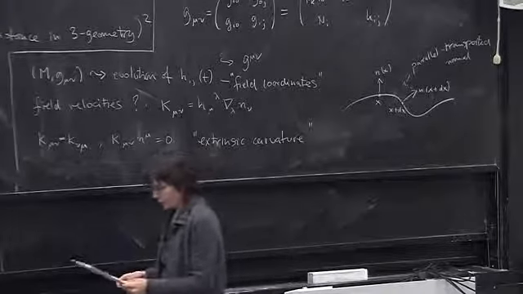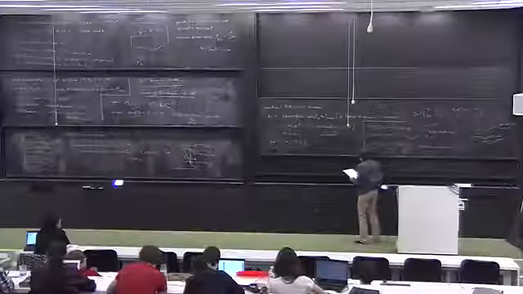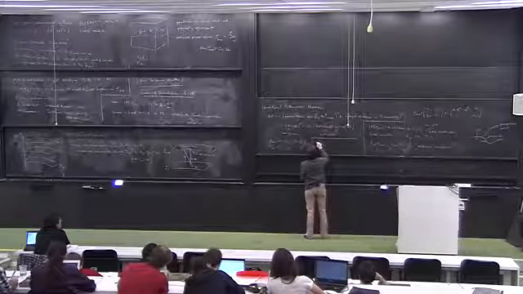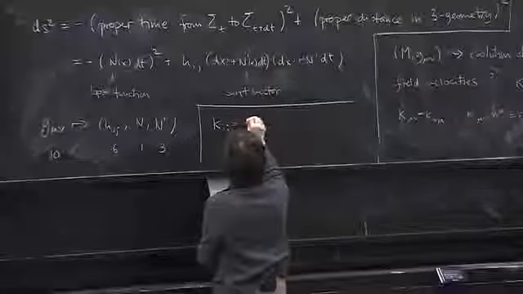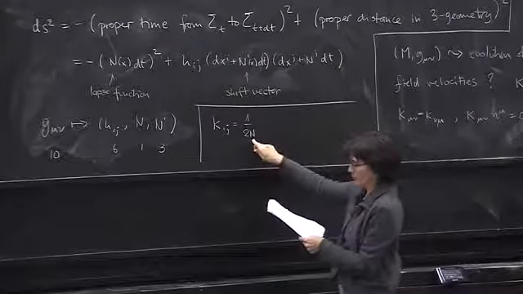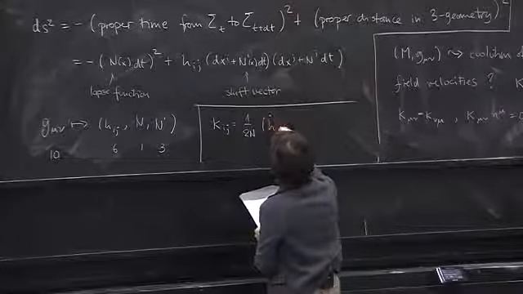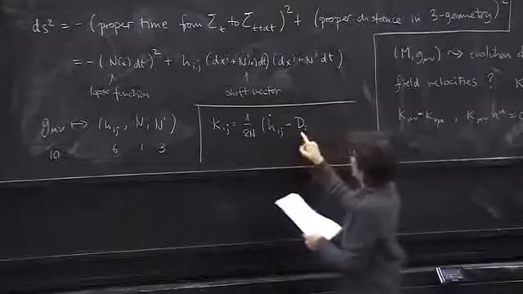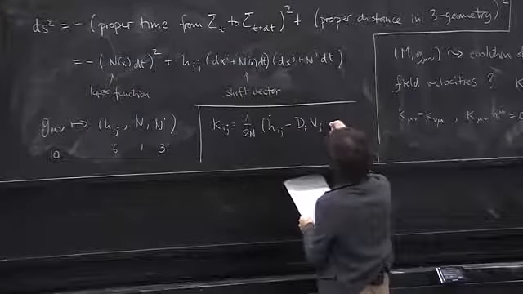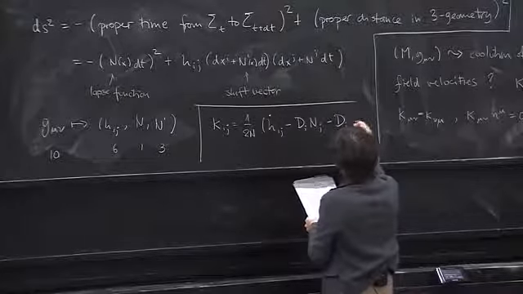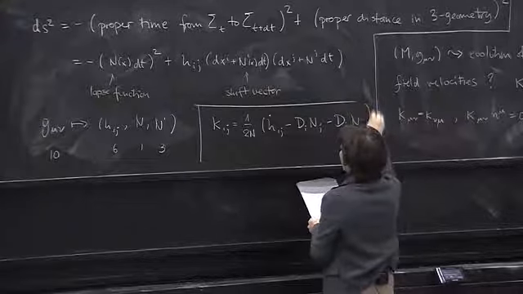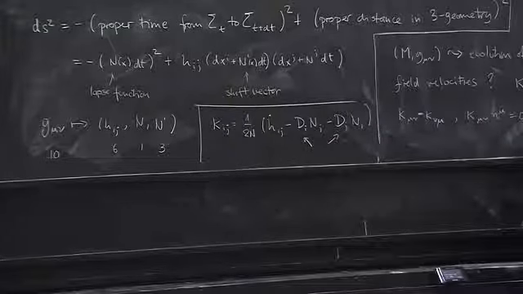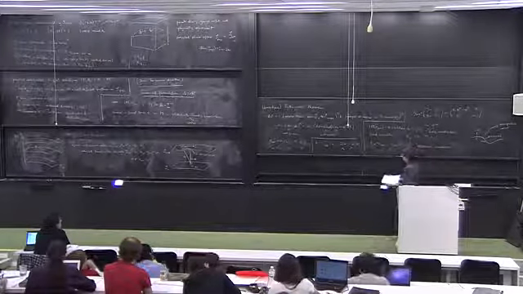Now, explicitly in terms of the new data, let me just write it here because there's no space down here. K_ij, this is all I have to give you, is 1 divided by 2 times the lapse, times h dot ij minus the spatial covariant derivative of the lapse in the symmetrized fashion, D_i N_j minus D_j N_i, where these are now spatial covariant derivatives. So in contrast with this object, which was a space-time covariant derivative.